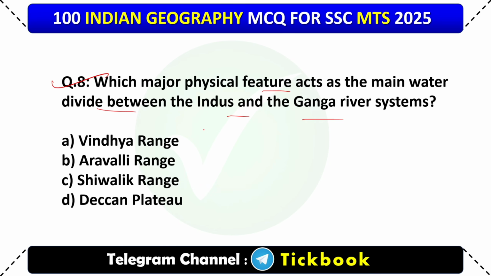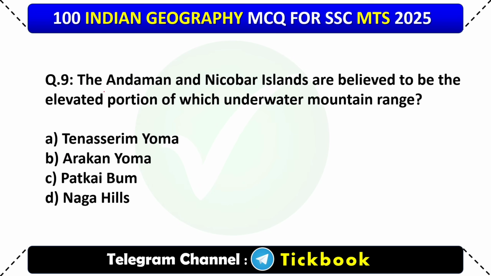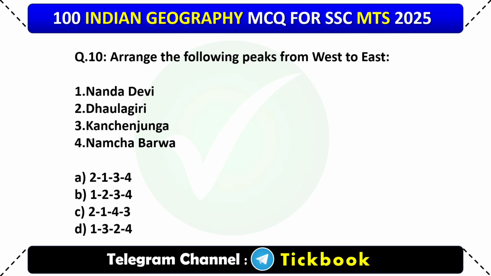8, which major physical feature acts as the main water divide between the Indus and the Ganga river system? Option number B, Aravalli range. Question number 9, the Andaman and Nicobar Islands are believed to be the elevated portion of which underwater mountain range? Option number B, Arakan Yoma.